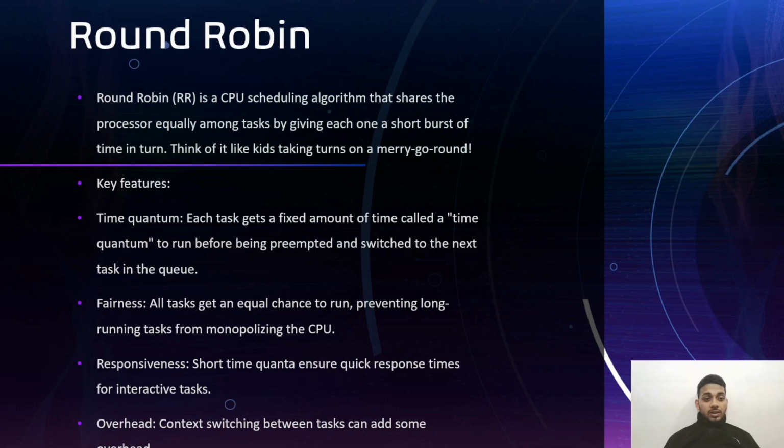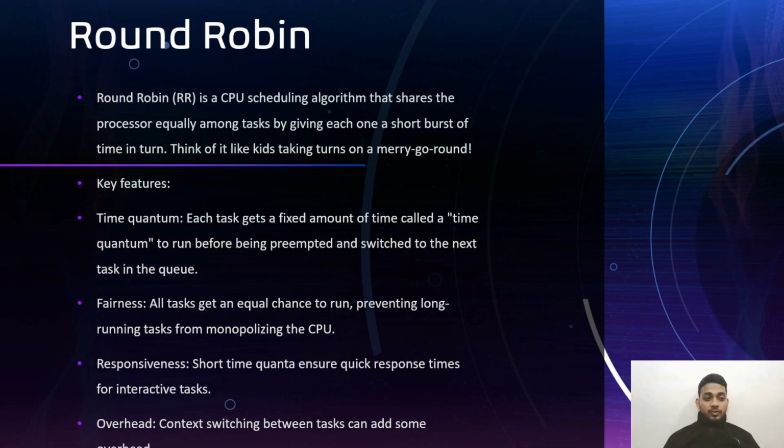Round robin. Round robin is a CPU scheduling algorithm that shares the processor equally among the tasks by giving each one a short burst of time in turn. Think of it like kids taking turns on a merry-go-round.